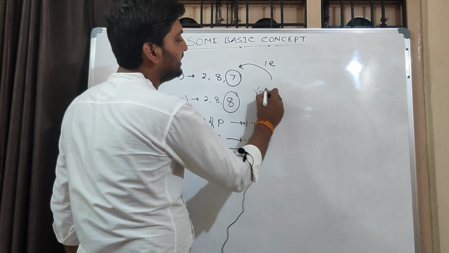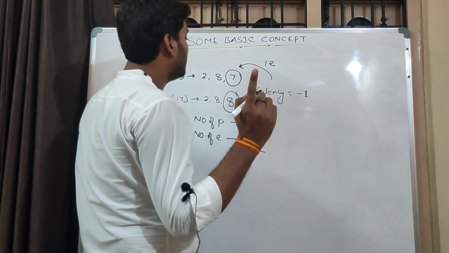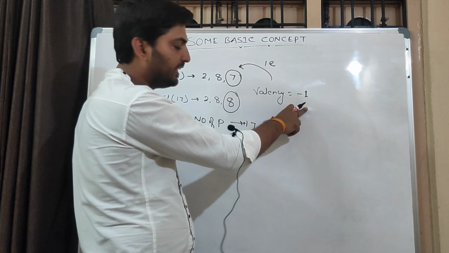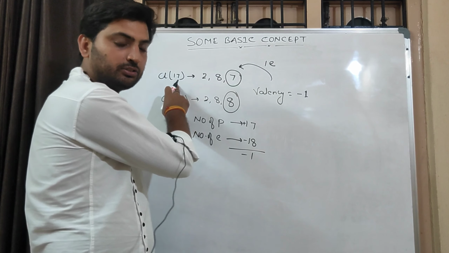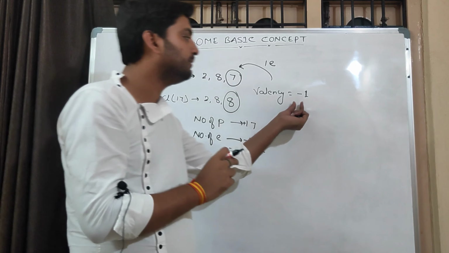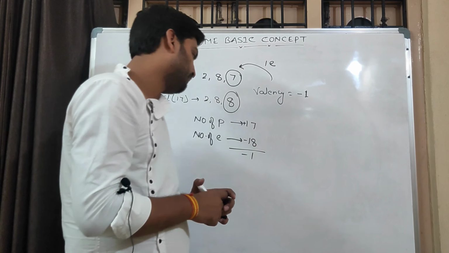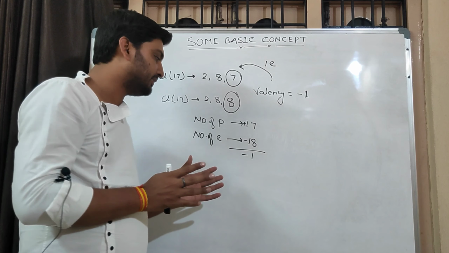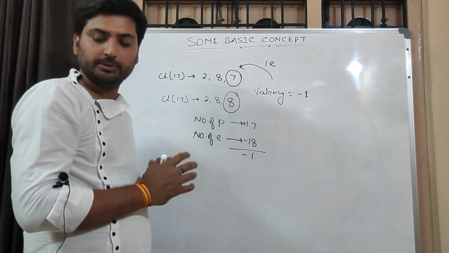So valency is minus 1. Check the table. I have already explained you. Valence electron 7, valency is minus 1. Minus 1 valency means chlorine is a metal or non-metal? It is non-metal, because valency is in minus. If the valency is in plus, it will be metal. Okay. Now you understood electronic configuration, valence electron, and how to find valency.